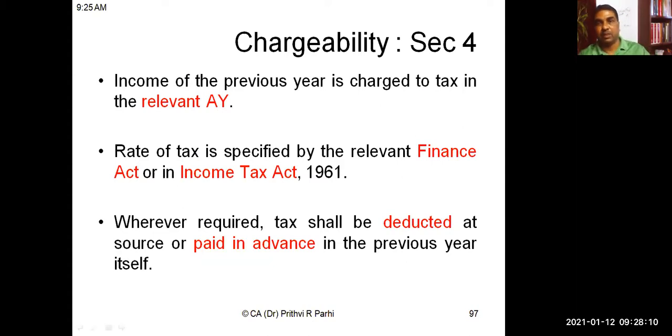Okay, now we have understood broadly what is income. Now quickly we'll be understanding the chargeability concept. What is chargeable income is dealt with in section 4. You see, income of the previous year is charged to tax in the relevant assessment year, but exceptions are there, advance tax provisions are there, TDS provisions, etc. The rate of tax is specified in the Finance Act or in the Income Tax Act. At that rate, it will be charged. And where required, tax is to be deducted at source or advance tax needs to be paid.